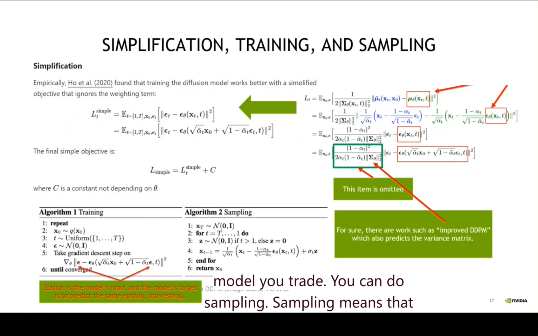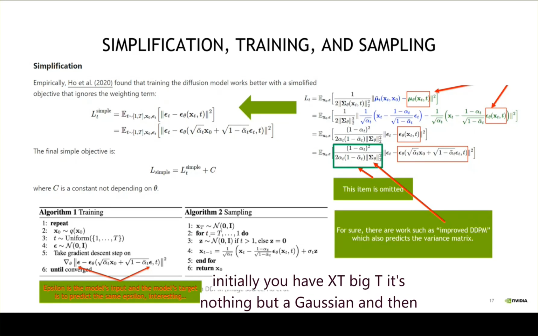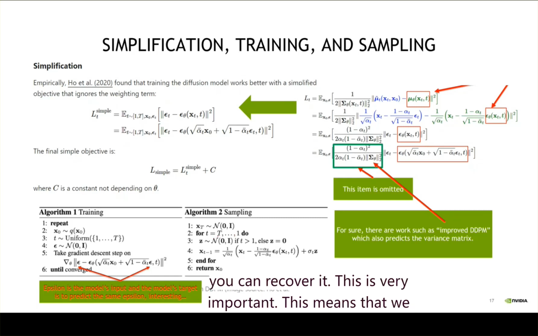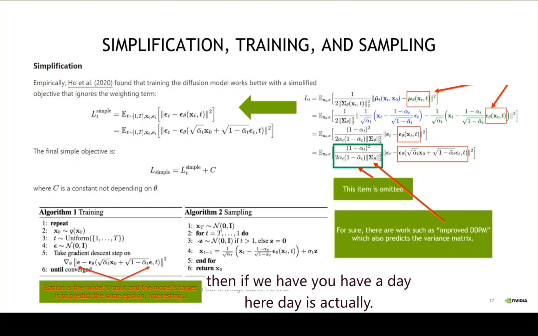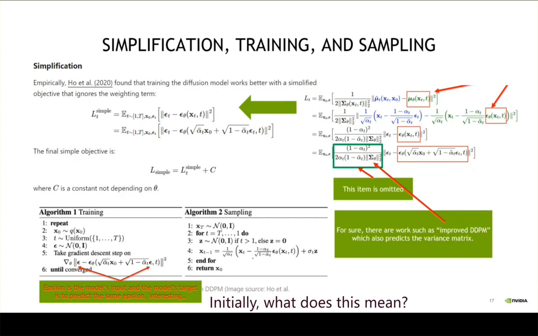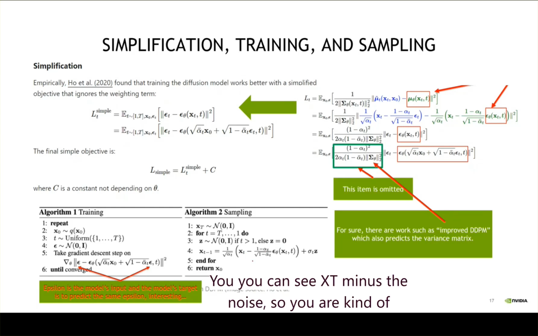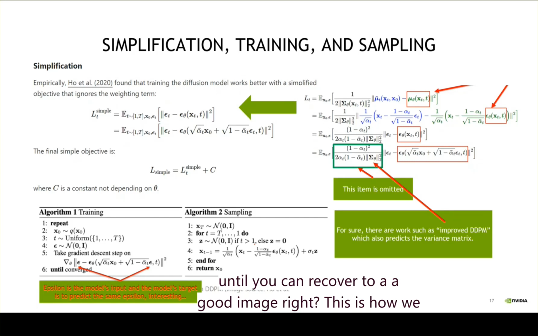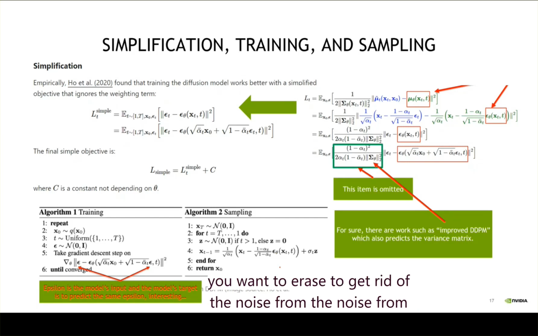You can do sampling. Sampling means that initially you have xT, big T. It's nothing but a Gaussian. Then you can recover it. This is very important. This means that we are using a Markov chain to recover from T to 1, right? If you have a Z here, Z is again a Gaussian input. What does this mean? You can see xt minus the noise, so you are kind of erasing the noise. You are given total noise, and you erase this noise, that noise, until you can recover a good image, right? This is how we learn the amount of noise in the image. We want to get rid of the noise from the original noise image until everything is recovered, which we call reconstruction.